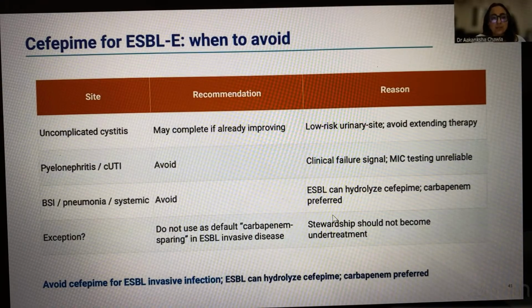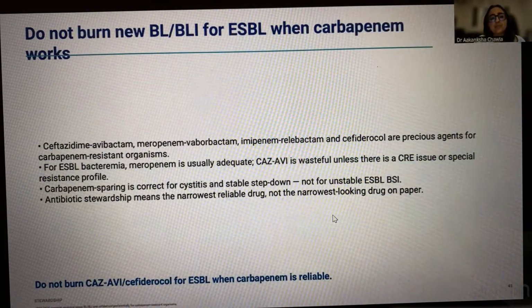Now, you cannot use cefepime for uncomplicated cystitis, pyelonephritis, complicated UTI, bloodstream infection, pneumonia, and systemic infections, because ESBL can hydrolyze cefepime. So your drug of choice becomes carbapenem. Again, do not burn your hands on new BLIs for ESBL when carbapenem works. You need to use strategies to preserve ceftazidime-avibactam and cefiderocol, especially when you know that your isolate is susceptible to carbapenem.